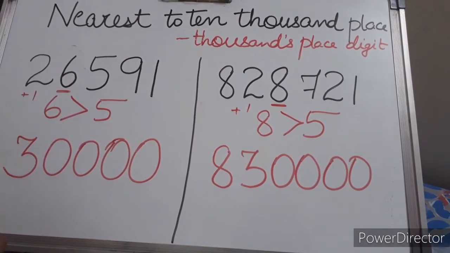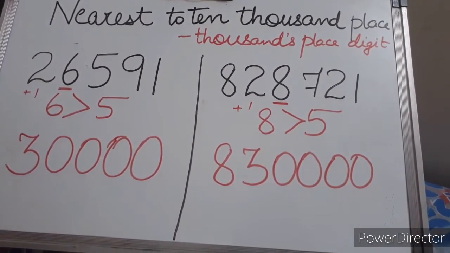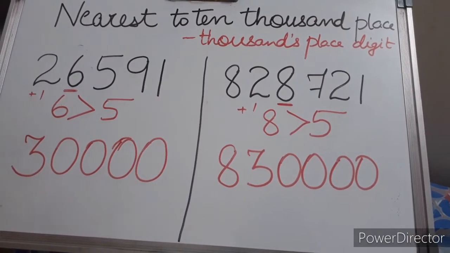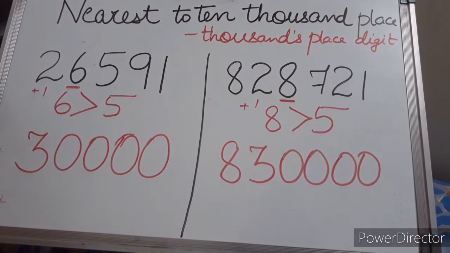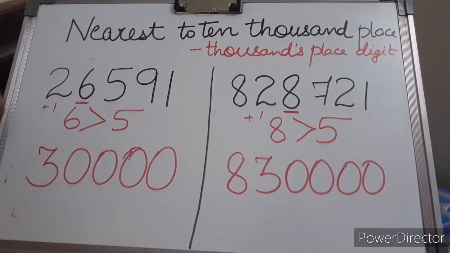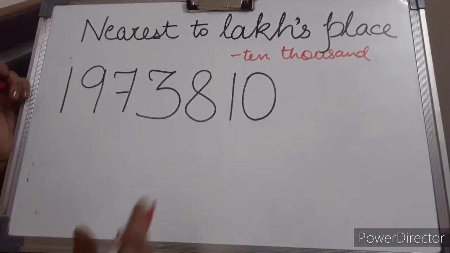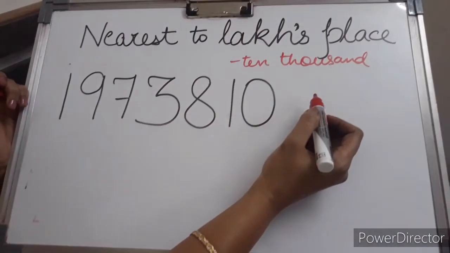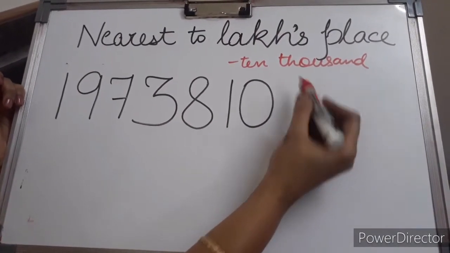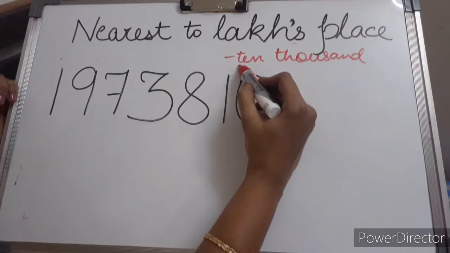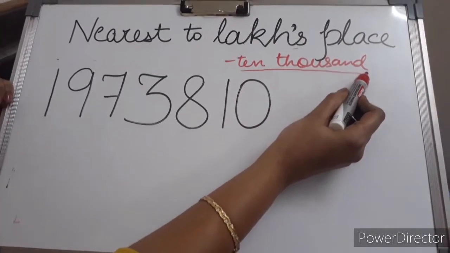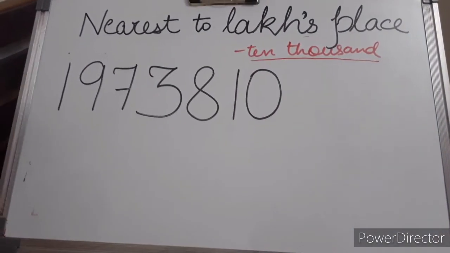So this is the way we have to just follow the method. Next is nearest to lakhs place. How will we do nearest to lakhs place? Which digit do we have to examine here? Lakhs place means we have to examine the 10,000 place value digit. Now which is the 10,000 place value digit?